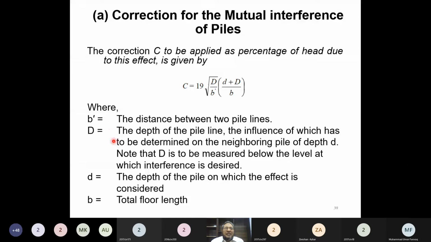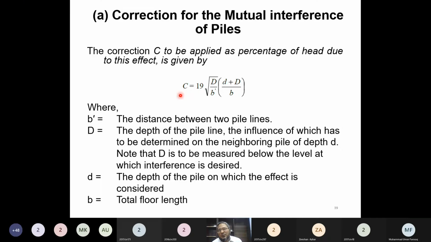Okay. And what is the capital D? The depth of the pile line, the influence of which has to be determined on the neighboring pile of depth d. So small d is the depth of the sheet pile. Note that D is to be measured below the level at which interference is desired. Where we want to apply correction, D is measured below that. For example, if our intermediate sheet pile has a certain length and the downstream sheet pile is longer, then if you draw a horizontal line, the distance below it of the downstream sheet pile would be that capital D. And B dash is the horizontal distance between those two sheet piles. And you can compute this correction.